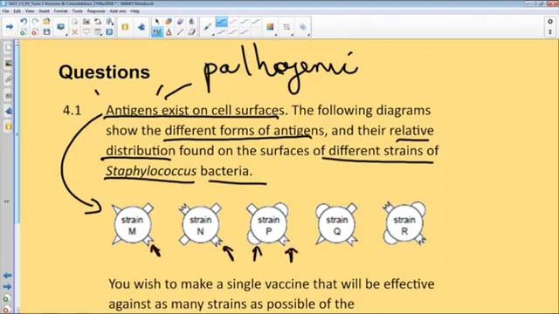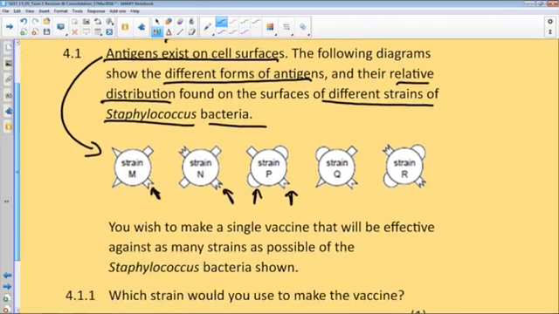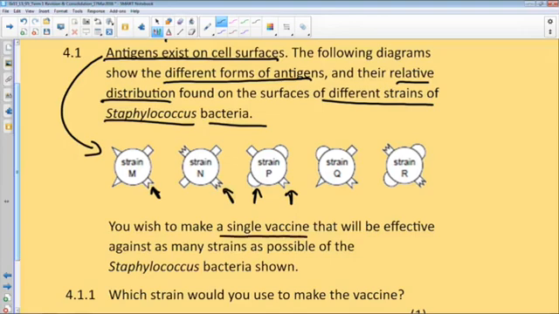So let's read further into the question. You wish to make a single vaccine that will be effective against as many strains as possible of this bacteria. So essentially the aim of this task is, let's develop a vaccine that can recognize as many strains as possible so that we can administer a single vaccine dose that can be effective against the different strains from M all the way up to R.